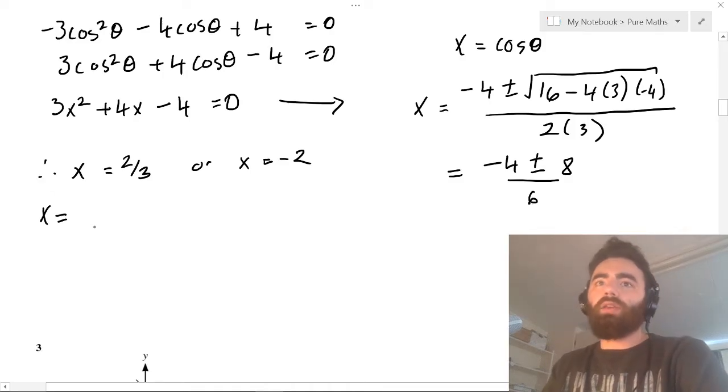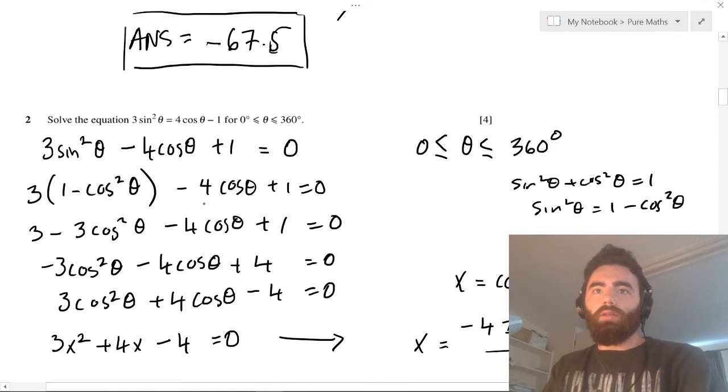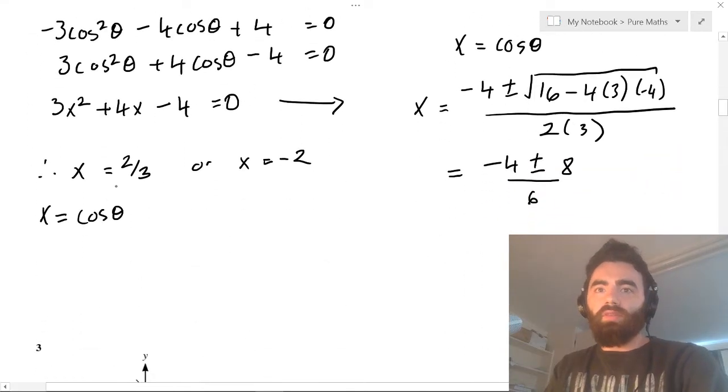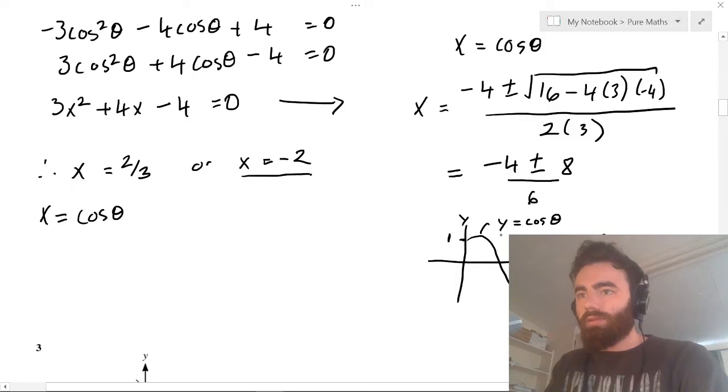but remember that we introduced this variable x in order to solve this. Remember, our x equals cos theta, and we want the solution for theta. So clearly it can't be this one, because if we look at our cosine graph, it looks something like this, where this is 1 here, this is y equals cos theta, it's that line, and this is x, and then this part here is negative 1.